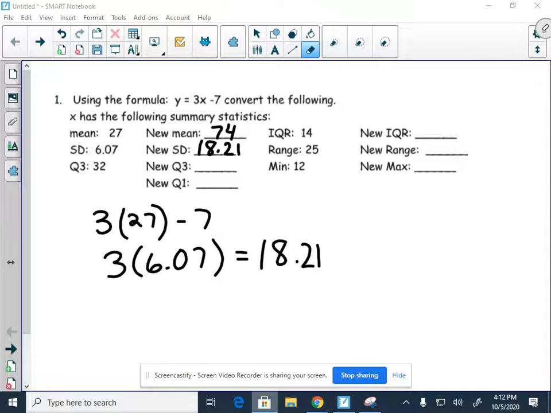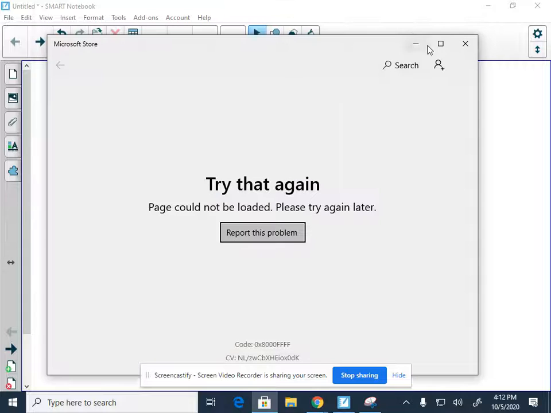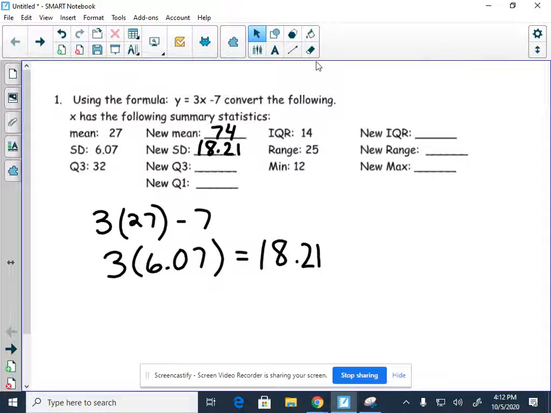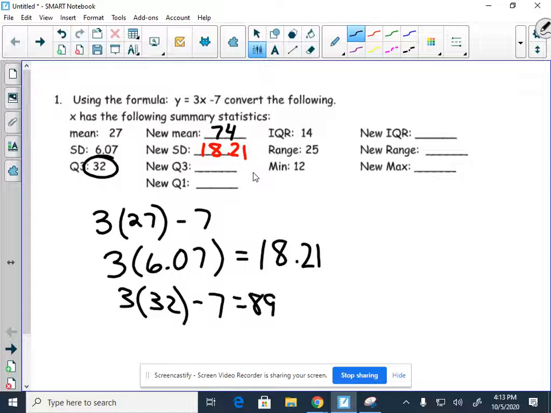So that one, in fact, let's put this in a different color just to make sure we get that idea. So remember, measures of spread aren't affected by the subtraction. Next, we're going to do the same thing with the 32. 3 times 32, that would be 96, subtract 7, 89.